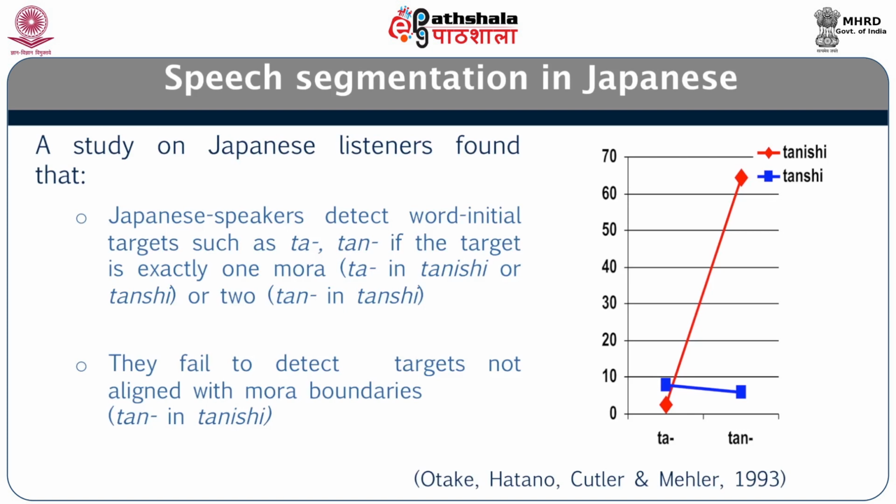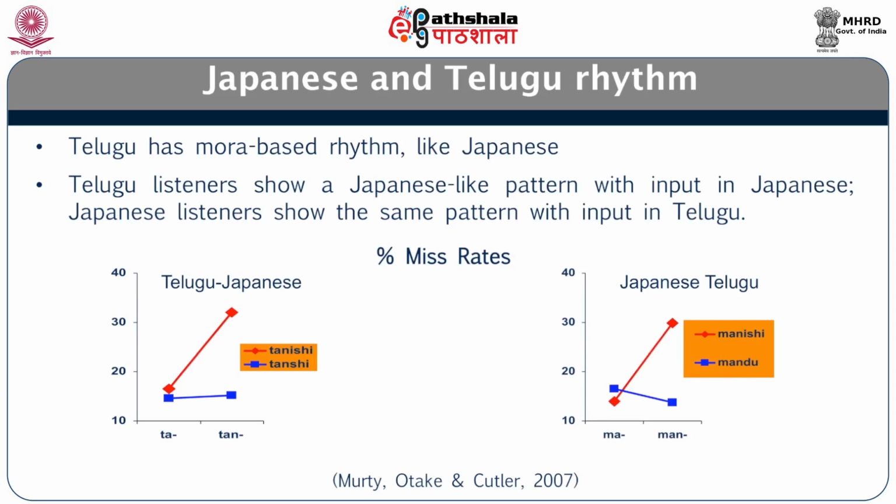Now, the same experiment was conducted with Telugu. We tried to see if Telugu listeners, Telugu being quite a Mora-based language, would have similar results. What we found was that Telugu listeners showed a very similar pattern to Japanese listeners when they listened to Japanese. They did almost exactly the same thing as the Japanese did. They had problems hearing tan in a word like tanishi because it's more than 1 mora, it's 1.5 mora.